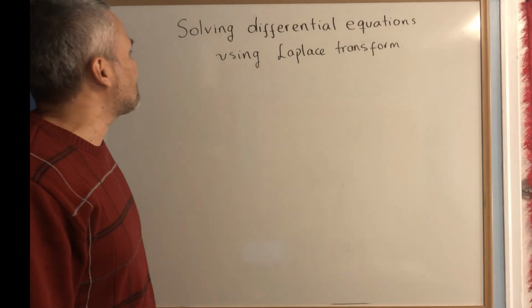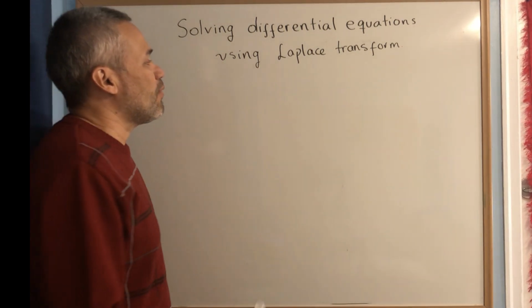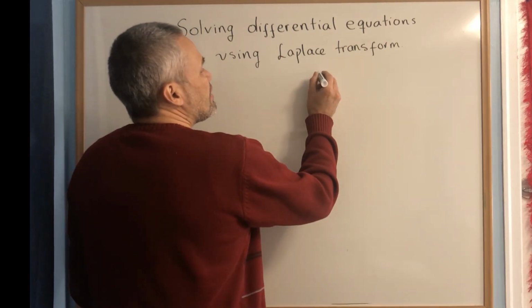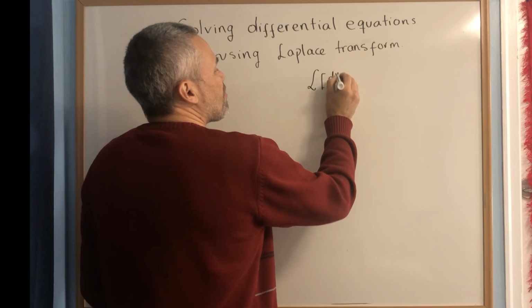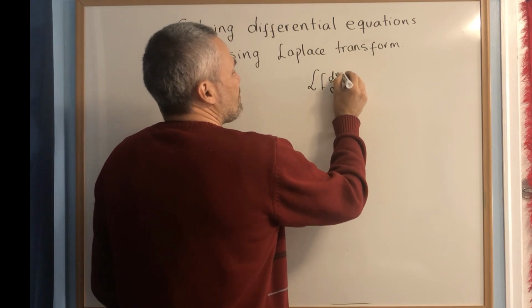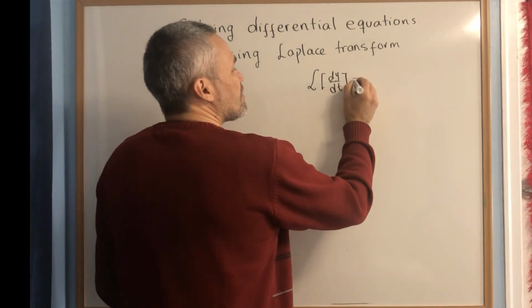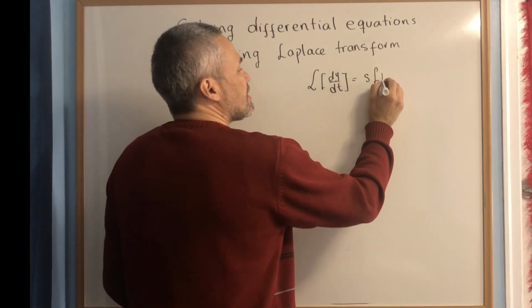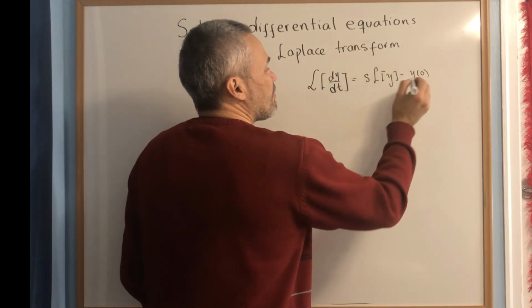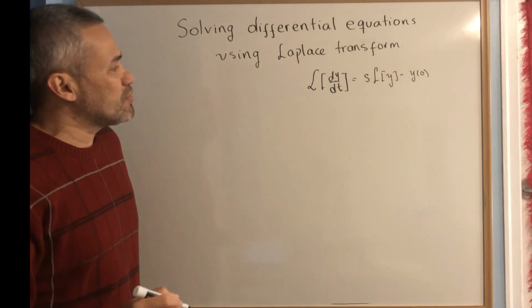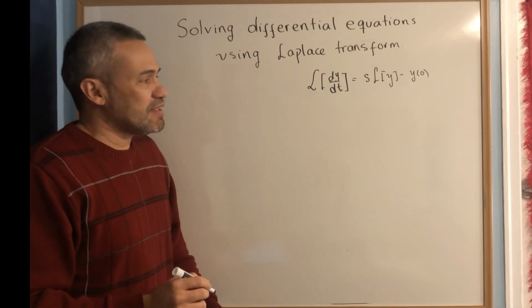In this video, we will explain how to use the Laplace transform to solve differential equations. We already proved this property, which I mentioned was the most important property for the Laplace transform. It says that the Laplace transform of the derivative of a function is equal to s times the Laplace transform of the function minus the function evaluated at 0. And we're going to see that this is very useful to solve a differential equation.